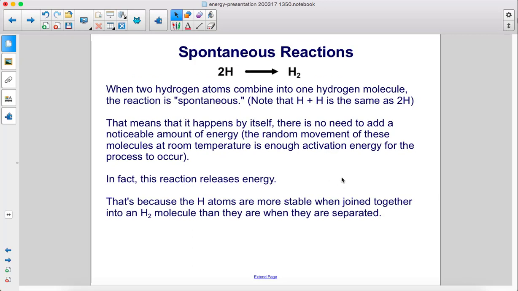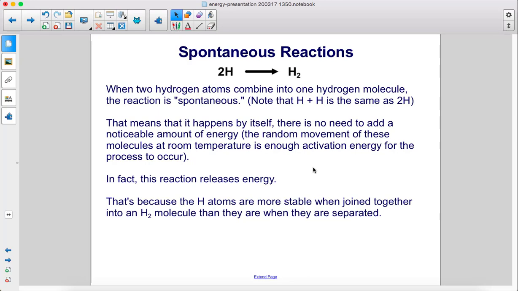When two hydrogen atoms combine into one hydrogen molecule, the reaction is spontaneous. Note that H plus H is the same as 2H. That means that it happens by itself. There's no need to add a noticeable amount of energy. The random movement of these molecules at room temperature is enough activation energy for the process to occur. In fact, this reaction releases energy.